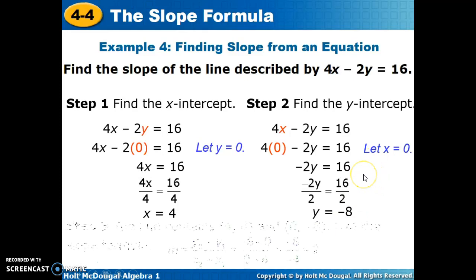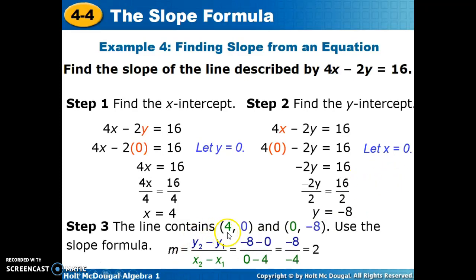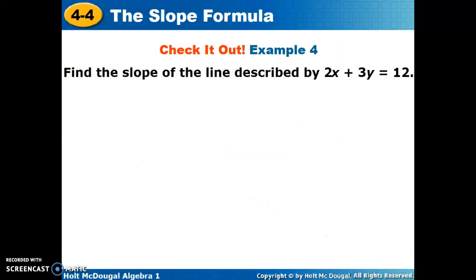Understanding the two values, the line contains these 2 points, using the slope formula suddenly becomes very easy. We have a y minus 0 and a 0 minus our x. So we have a very simple calculation, negative 8 over negative 4 for a slope of positive 2.